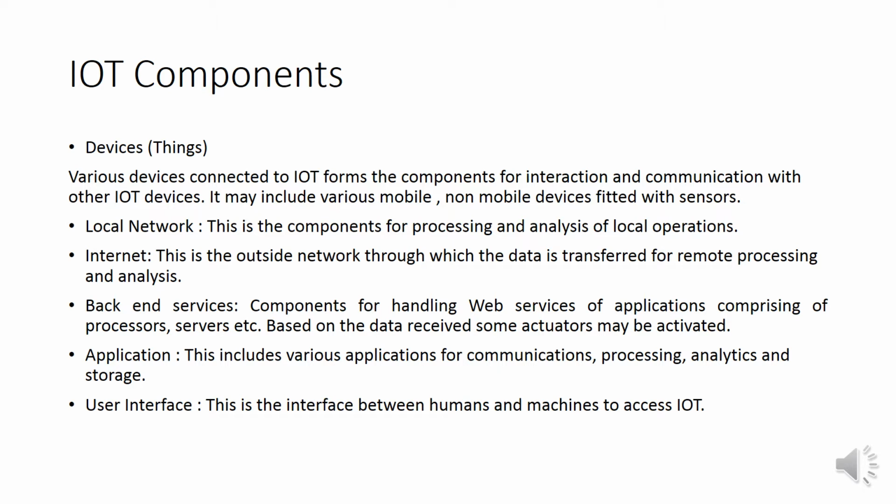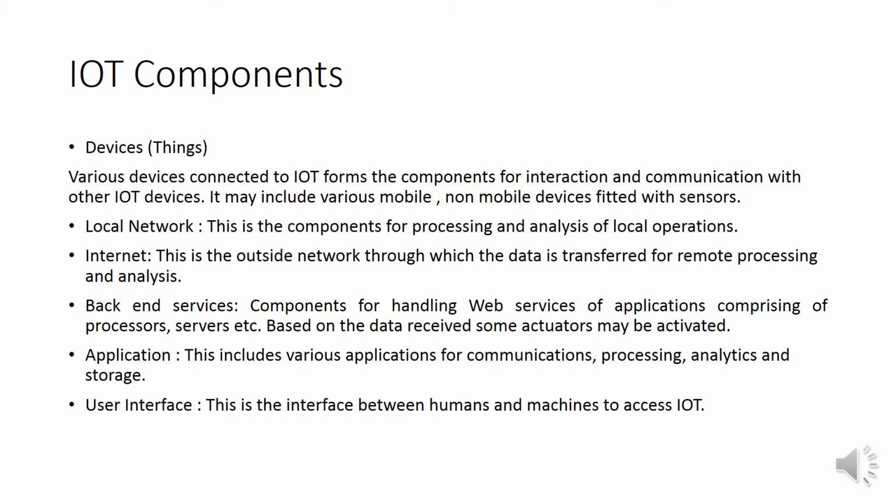Then the next part is local network. This is the component for processing and analysis of local operations. Internet, this is the outside network through which the data is transferred to remote processing and analysis. Then backend services, components for handling web services of applications comprising processors, servers, etc.